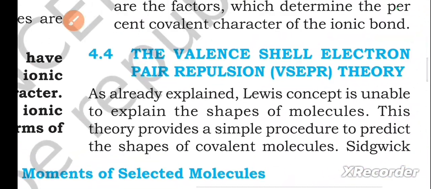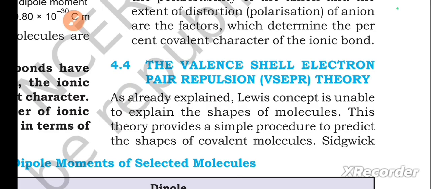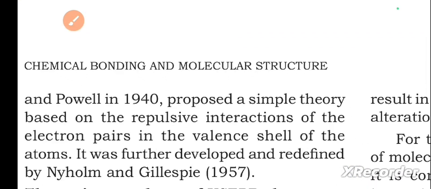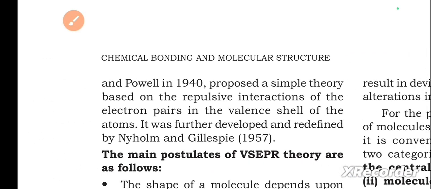Next is the valence shell electron pair repulsion, VSEPR theory. As already explained, Lewis' concept is unable to explain the shapes of molecules. This theory provides a simple procedure to predict the shapes of covalent molecules. Sidgwick and Powell in 1940 proposed a simple theory based on the repulsive interactions of the electron pairs in the valence shell of the atoms. It was further developed and redefined by Nyholm and Gillespie in 1957.